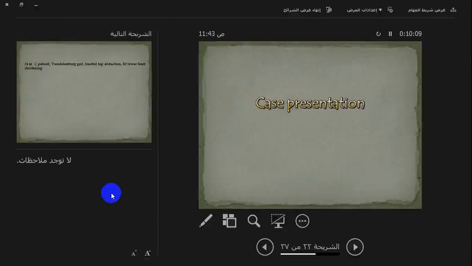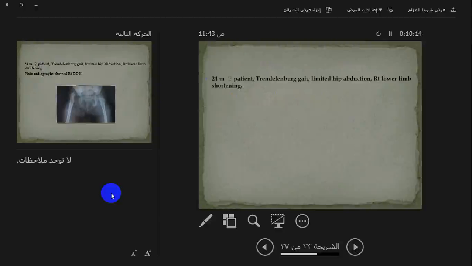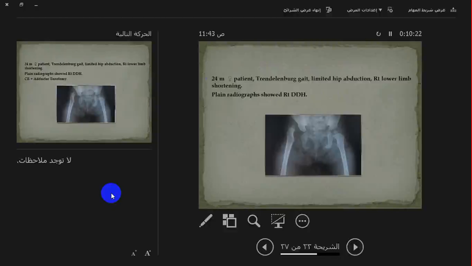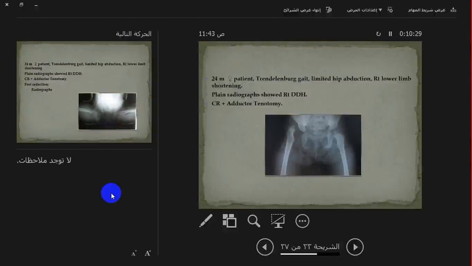I'll show some of the cases we've been doing. The classical presentation: a 24-month-old female, Trendelenburg gait, limited abduction, right lower limb shortening, and plain radiographs showed right DDH. Treated by closed reduction and adductor tenotomy.